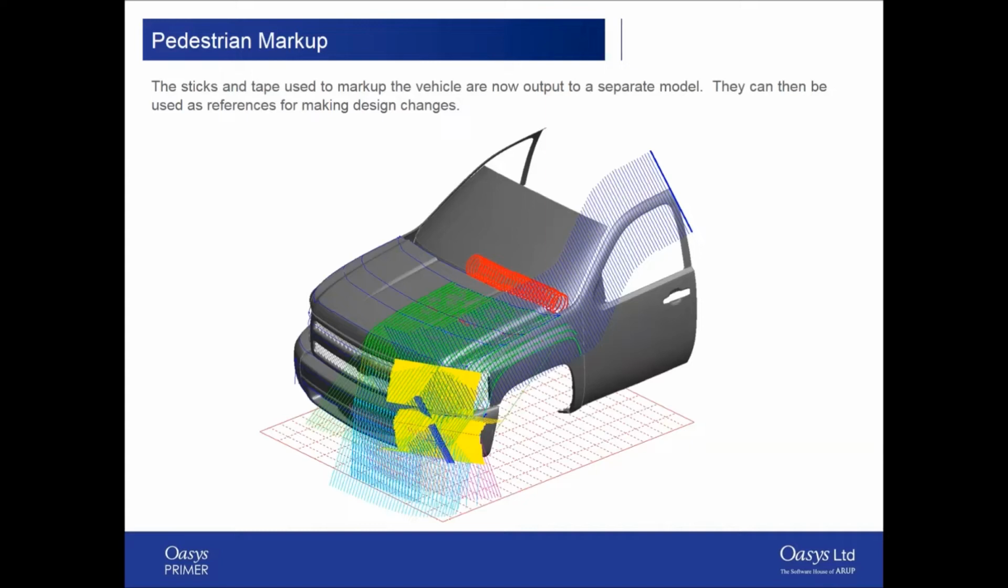And also you can now write out all the markup information into a separate model, and you can use those when making design changes if you want. So here we have the stick being rubbed along the edge of the vehicle to calculate the bonnet side reference line, or the sphere being rolled along the back to calculate the bonnet rear reference line, all that sort of stuff, wraparound lines as well. So you can write all that out as a separate model.